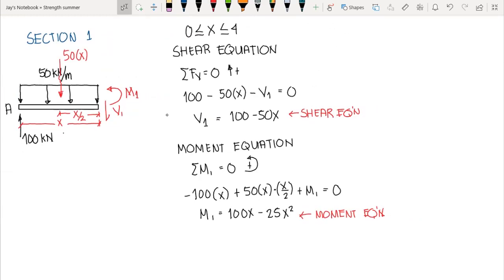Now, using this shear equation and moment equation, we can determine or compute the internal shear and moment at any point in our beam. So we can create our shear and moment diagram by substituting values of x from this interval 0 to 4. This is valid for this interval since our beam is continuous from 0 to 4. We do not have a changing load in that interval.